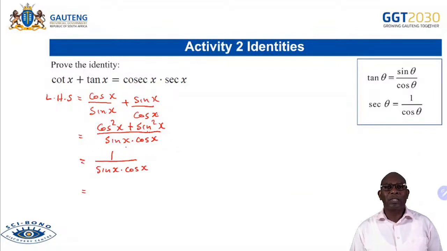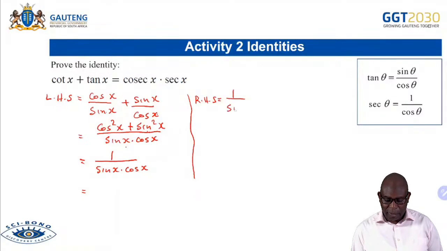Now I want to show you the trick. I can do this trick, or I can use the right hand side. If I do the right hand side, cosec of x is 1 over sine x. Sec of x is 1 over cos x. Multiply these two, you get 1 times 1 is 1 over sine x times cos x. So you can see this is the same as the left hand side.